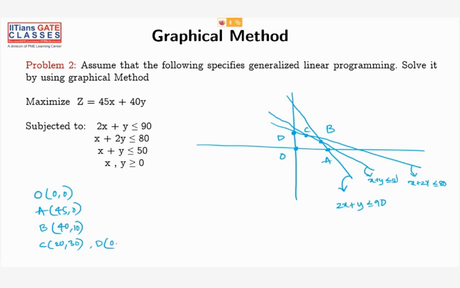So find all the values, but your maximum value was supposed to be at this point. If you substitute, this will be your 2200. Hence, the answer is this. Hope you got this. Is it okay with everyone?